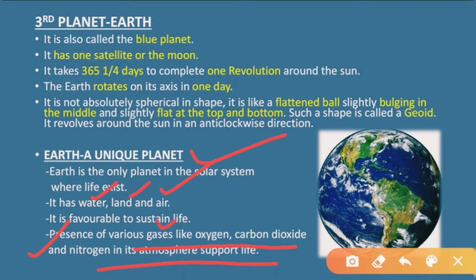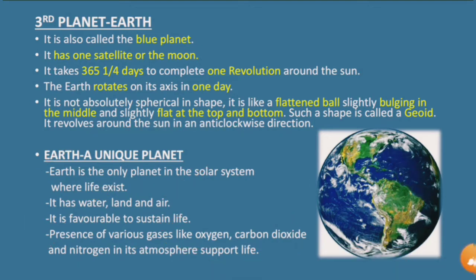Plus it has all the gases like oxygen, carbon dioxide, nitrogen in its atmosphere. Due to the oxygen only the human being can survive, and the plants can survive by taking the carbon dioxide. So these gases are very much necessary or essential for the existence of life on the earth. That is why earth is known as the unique planet, because it consists of all these elements.